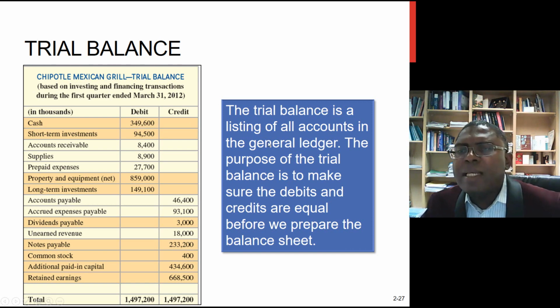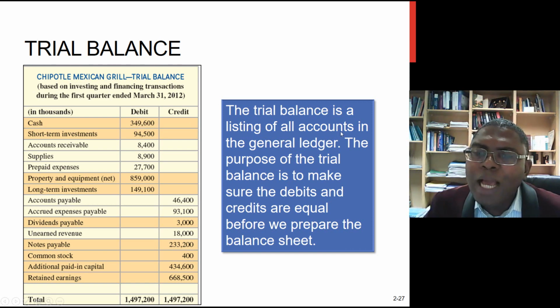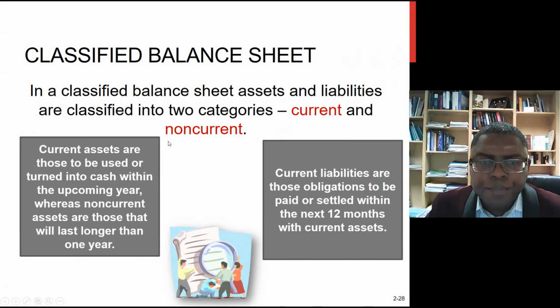So the trial balance is a listing of all accounts in the general ledger. The purpose of the trial balance is to make sure that debit and credit are equal before we prepare the balance sheet. So when we sum up all the debit and sum up all the credit, they are equal. And from this trial balance, we can now prepare the balance sheet.